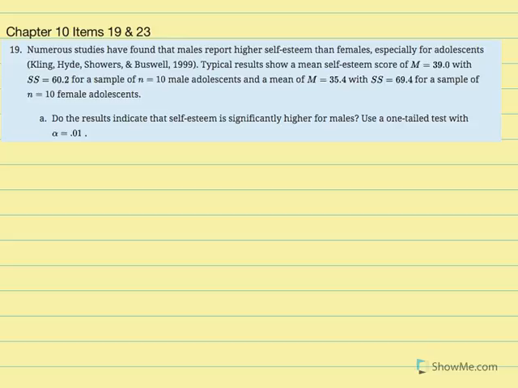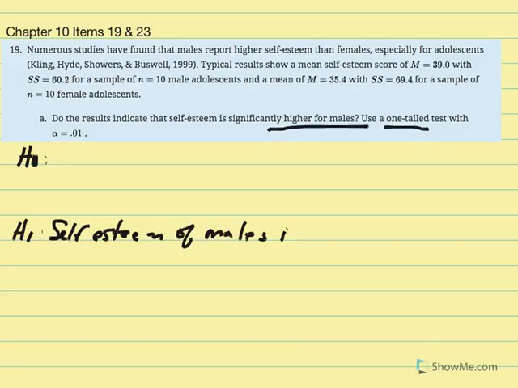So again, because we are testing whether males are higher in self-esteem, we should see that we are instructed to do a one-tail test. So let's first begin with our research and our null hypothesis. As I've stated before, when we are conducting a one-tail hypothesis test, I find it easier to state and begin with the research hypothesis, because the direction of that test is on our mind. So again, we're testing to see if self-esteem of males is higher than the self-esteem of females.